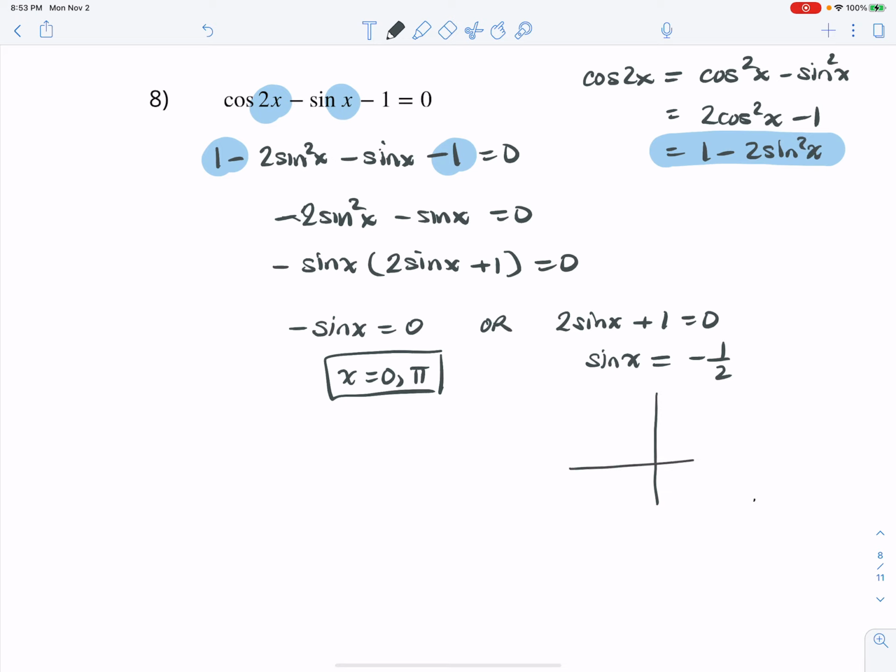Now remember, sine is negative in quadrants 3 and 4, and I still should be thinking 30 degrees for my reference angle, because that's what gives you a ratio of 1/2. So these two reference angles are 30 degrees, which means the solution would be 210 degrees or 330 degrees. And when you write those in radians, that would be 7 pi over 6 and 11 pi over 6.